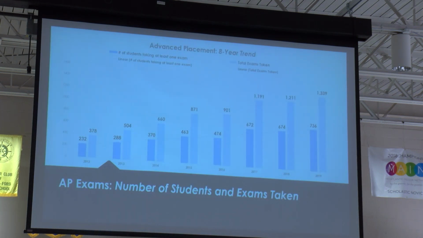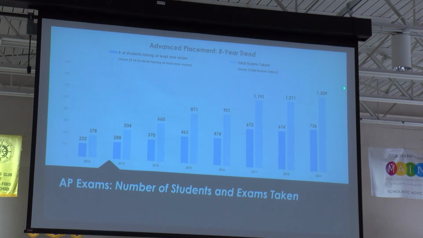So we look at advanced placement. This is an 8-year trend. It goes back further, but to give you an idea, the darker blue is the number of students that take the test. So if you go over here, this past year, we had 736 students take an AP exam, and we gave 1,339 exams. So you can see a significant difference since we started. The support of the board has been overwhelming in supporting us with additional AP classes, and we've always been very appreciative of that. That gives us the opportunity to have these numbers, because if our AP courses didn't go up, our numbers wouldn't go up.